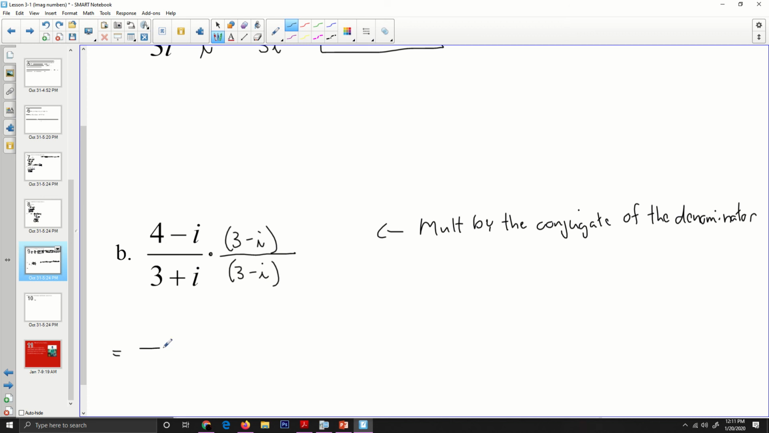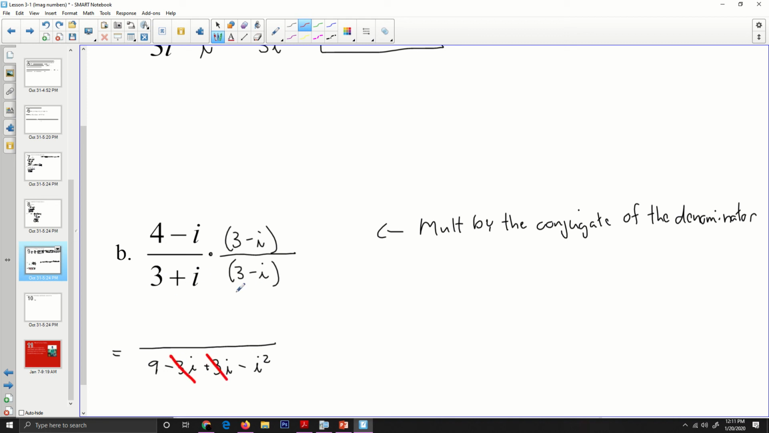So multiplying along the top or the bottom here, 3 times 3 is 9. 3 times a negative i is negative 3i. Positive i times 3 is positive 3i. And this is the power of conjugates here, because these two are going to cancel out. And then positive times a negative is a negative. i times i is i squared. And again, those cancel.